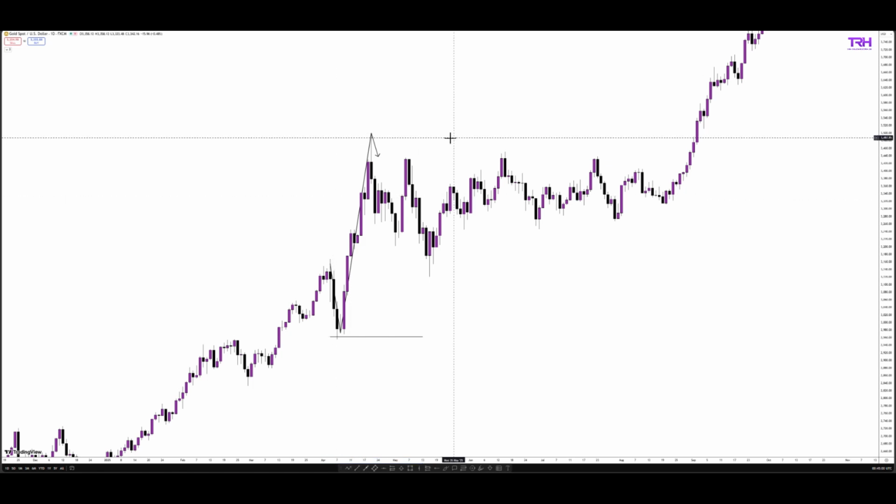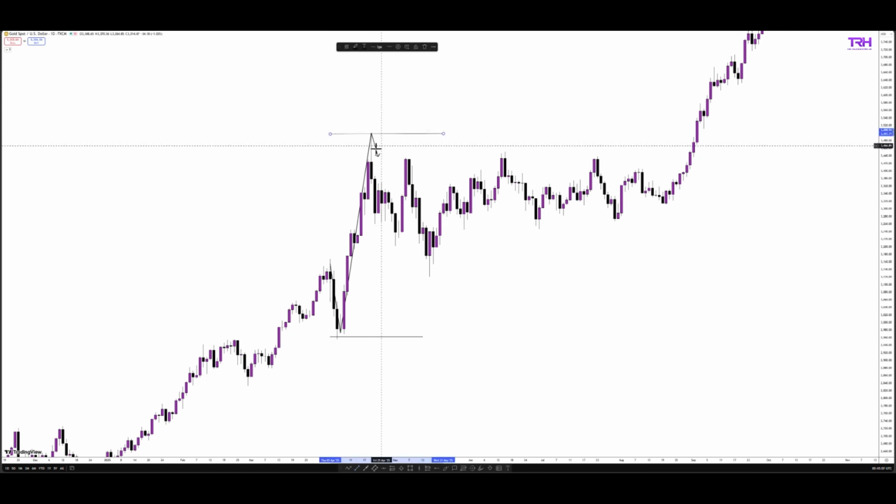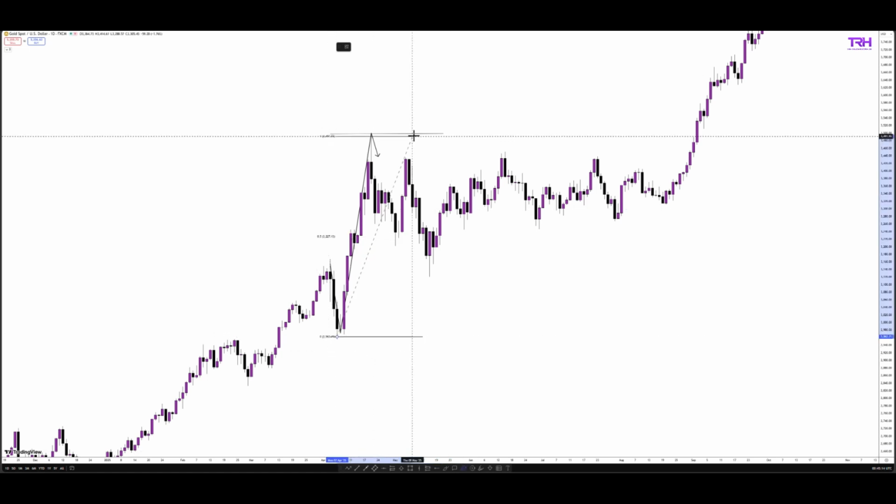So this is the range which we are working in. Inside there is the range that we are working with, right? All you have to do is bring out the Fibonacci tool, mark it from the low to the high. That gives us our 50% above premium, 50% below discount, right?